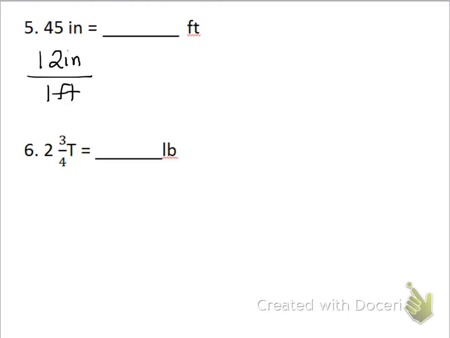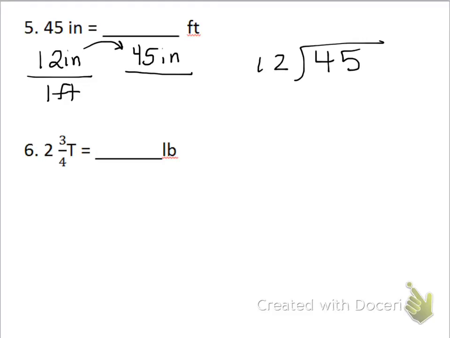So now, we're not looking at 12 inches, we're looking at 45 inches. To get from 12 to 45, we need to figure out what to multiply by. So we're going to divide 45 by 12. 12 goes into 45 3 times, and 3 times 12 is 36. 5 minus 6 I can't do, so I borrow from the 4, it becomes a 3. And I have 15 minus 6, that's 9.